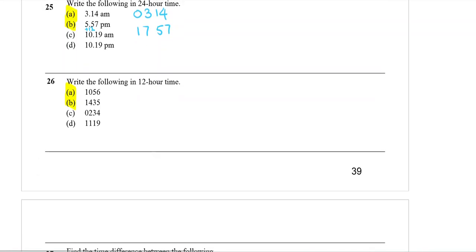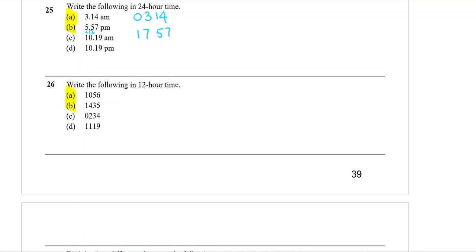Question 26 is going in reverse. These are in 24-hour time, and I want to go back to 12-hour time. So again, you look at the first two numbers. If they are 12 or less, then you just take those first two numbers. So this one is 10. So it'll be 10:56. And because it was less than 12, it is an AM time.